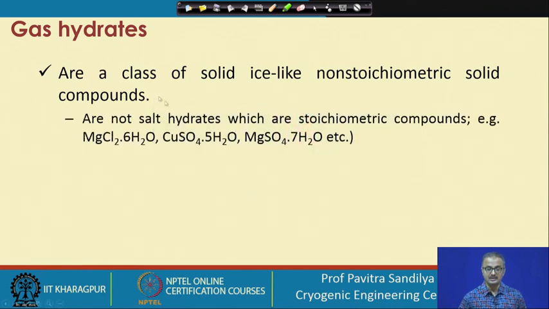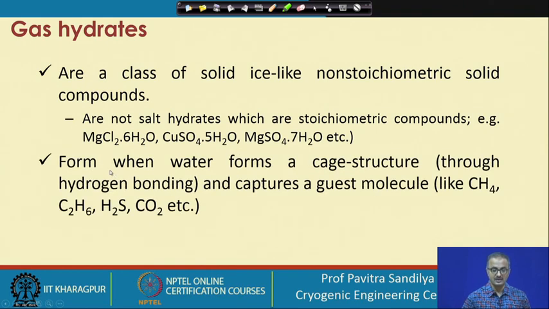These hydrates are different from the salt hydrates which we are more accustomed to from our fundamentals of chemistry. Salt hydrates are stoichiometric compounds, whereas these gas hydrates are non-stoichiometric compounds. Some examples of salt hydrates are magnesium chloride with 6 water of crystallization, copper sulfate with 5 water of crystallization, and magnesium sulfate with 7 water of crystallization, and so forth. And gas hydrates are formed when water forms cage structures.